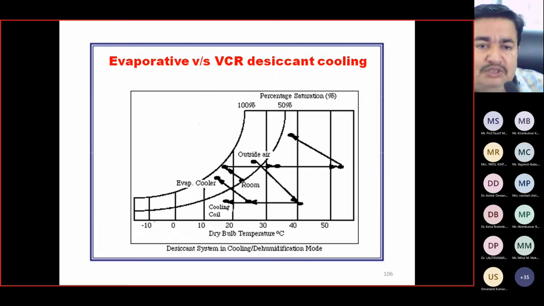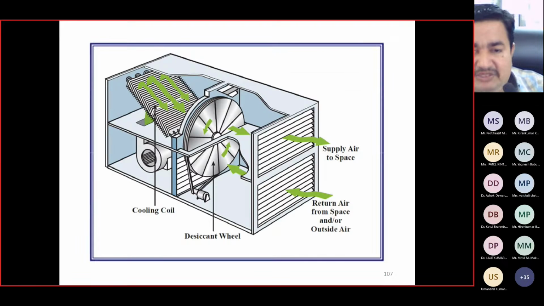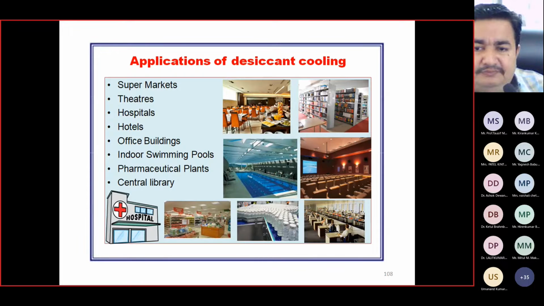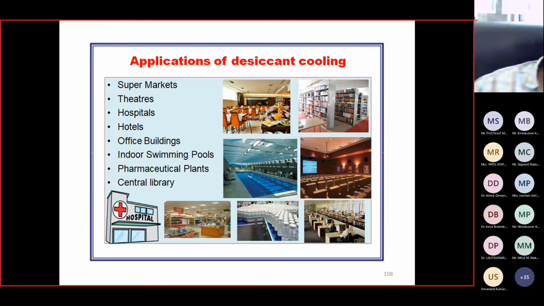This shows you the operation of evaporative coolers versus VCR desiccant hybrid cooling systems. This is the typical application: supermarkets with large surface area. Vapor compression based plants cannot give you good ventilation air as far as energy efficiency is concerned, or diversified sources for reactivation air are possible. Theaters and hospitals are large; it is generally not opted for small areas. Hotels, office buildings, hospitals.